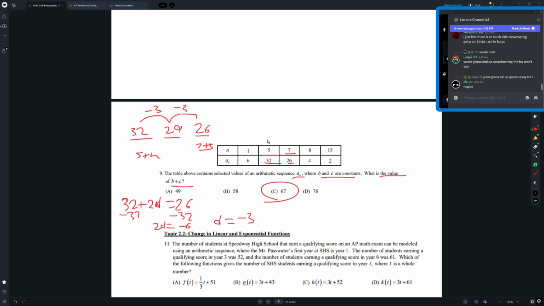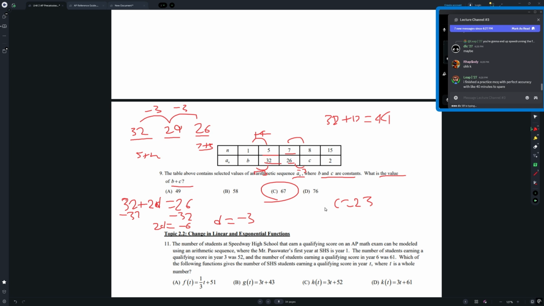So now we have to go find B first. Or actually, we'll find C first, because that's a lot closer. So then we just have to subtract 3, which means C is equal to 23. Now that we're going backwards, we have to add 3, specifically 4 times. So 32 plus 12 is equal to 44 plus 23, which is equal to 67. Any questions? No?